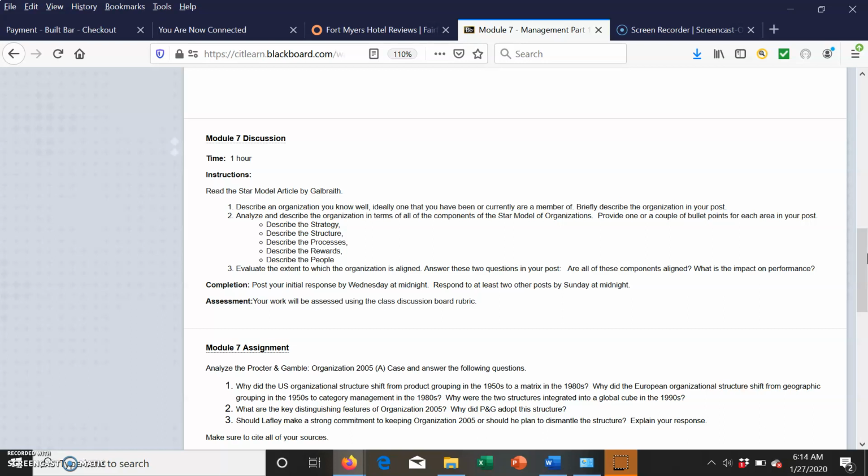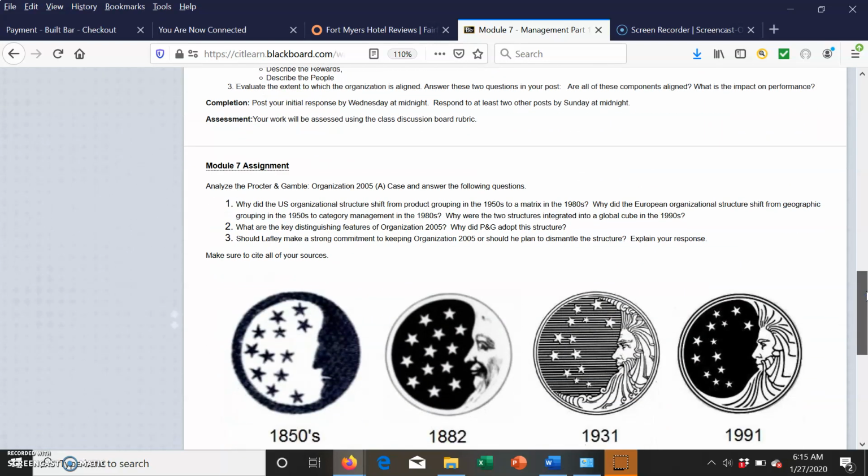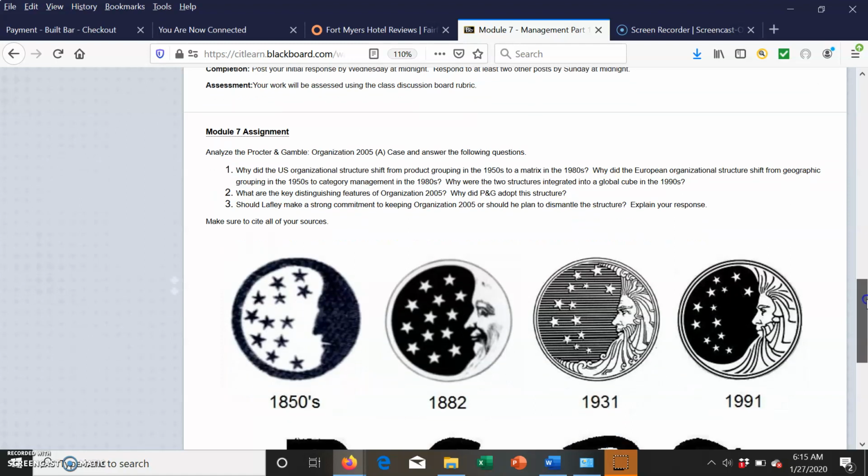So, for example, one common misalignment is that we have people working in a team process, but we reward them as individuals. That would be an example of where those 2 points of the STAR are out of alignment. So share those analyses with each other and comment on at least 2 other posts by the end of the week. Then your individual assignment is to look at this Procter & Gamble case.